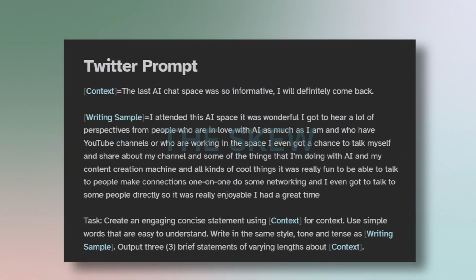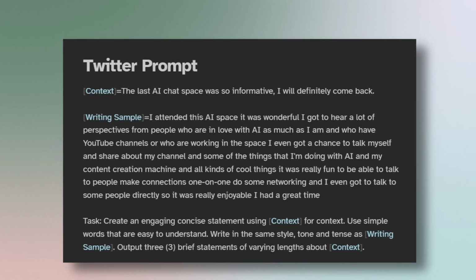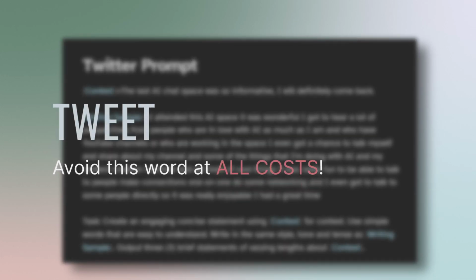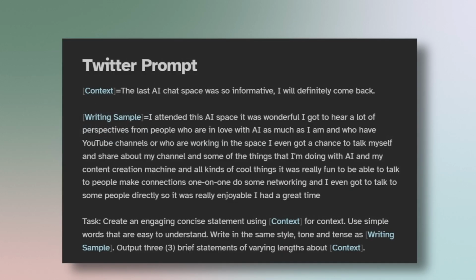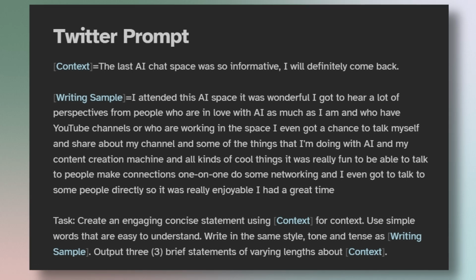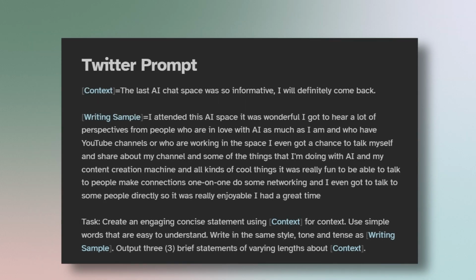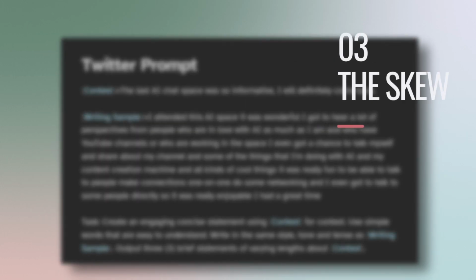Now remember, this is a three-part trick and prompt, and I promised to show you about that one word that changes everything, no matter how carefully constructed your prompts may be. And that word is tweet. If you look through this prompt, you'll notice that though it is designed to produce tweets, it does not say the word tweet or Twitter even once. And that's because of the skew, the third part of this trick.